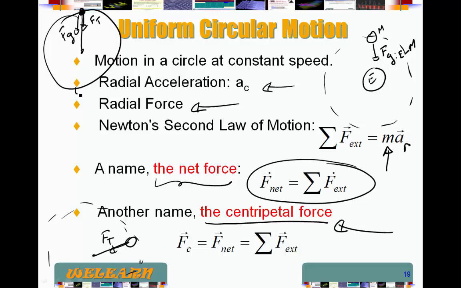If it was at the bottom of the circle, it's going to be the tension of the string minus the gravitational force, since they are opposite in direction. So in other words, what I'm trying to stress here, centripetal force is not a new type of force. It's just a special name for the net force that is responsible for just changing the direction of the velocity.